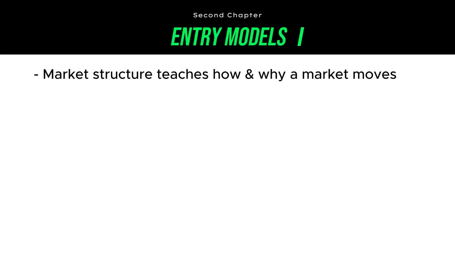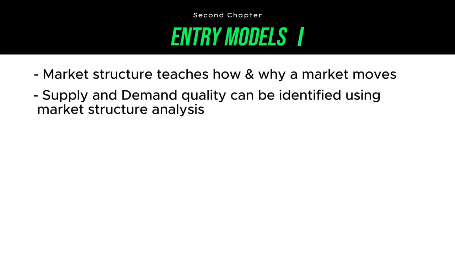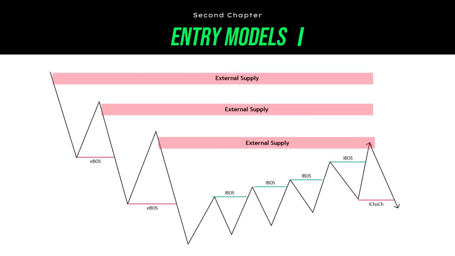So far, we have learned the market structure, which teaches us how and why a market moves a certain way, and supply and demand zones, which are an entry strategy. To understand how high-quality supply and demand zones work, we must understand market structure. The market structure knowledge can be applied into the supply and demand, and this is what we are going to talk about now. So let's take a downtrend, which creates lower highs and lower lows.